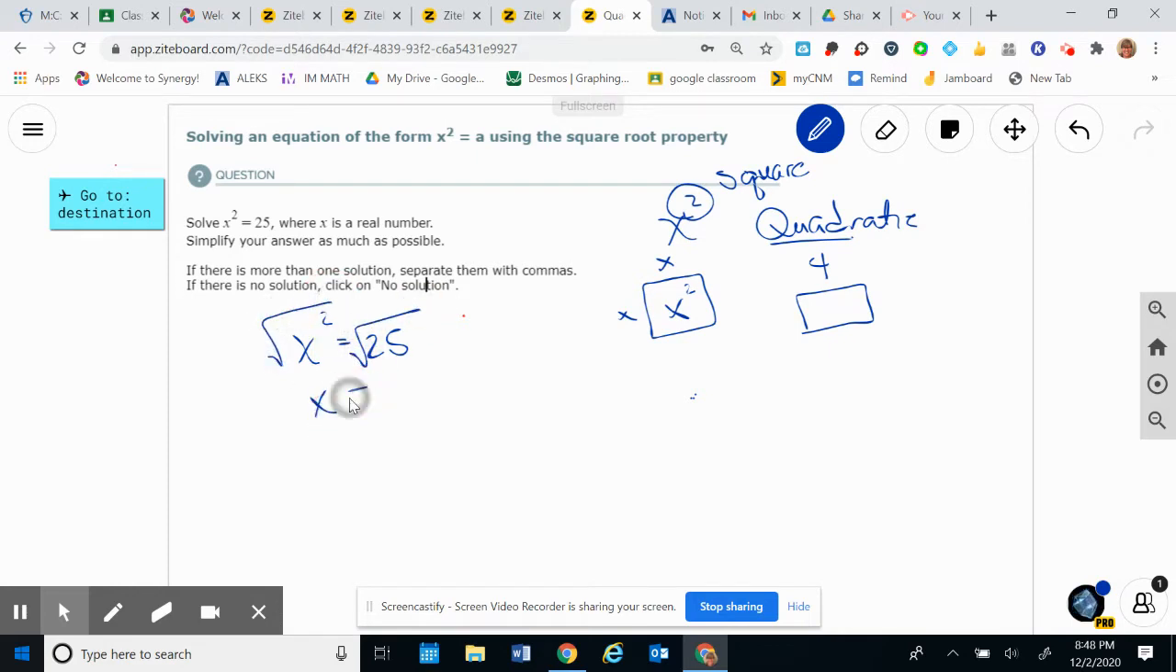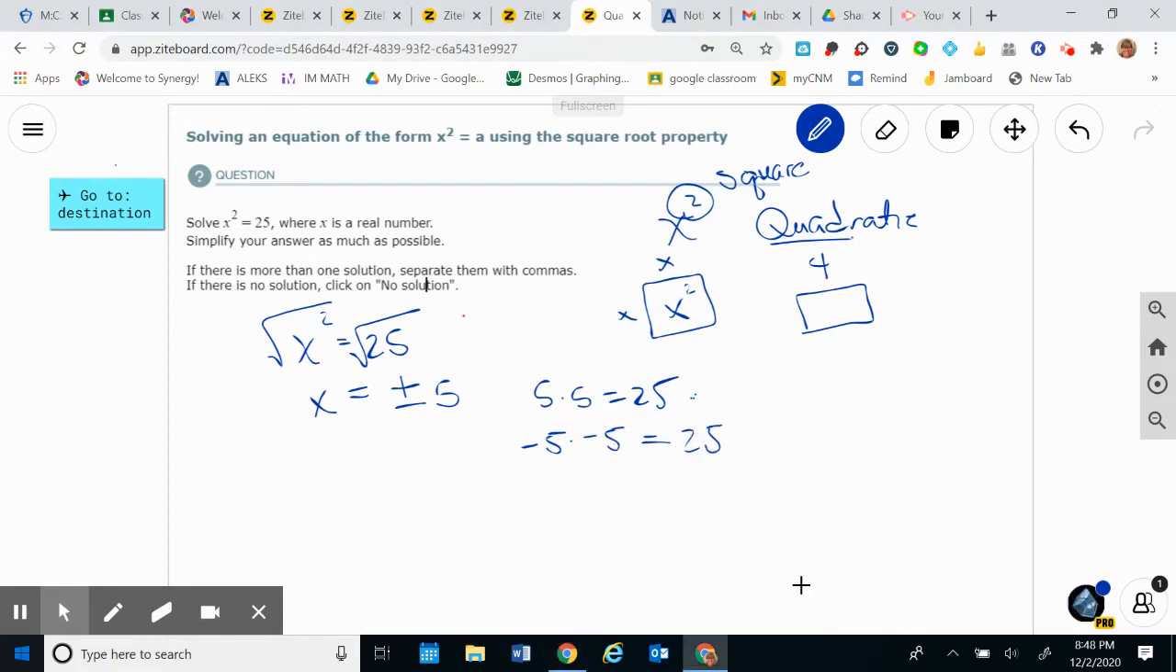Now, here's the interesting thing. As you get older, you are more mature in math, you realize that there are actually two solutions to this. 5 times 5 is equal to 25, but negative 5 times negative 5 is also equal to 25. I can't remember if they want you to do both solutions, but I would assume so. So your answer would be 5 and negative 5.